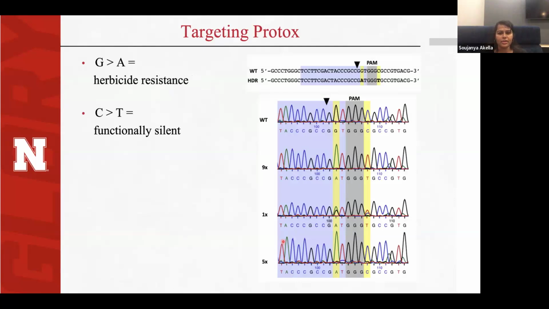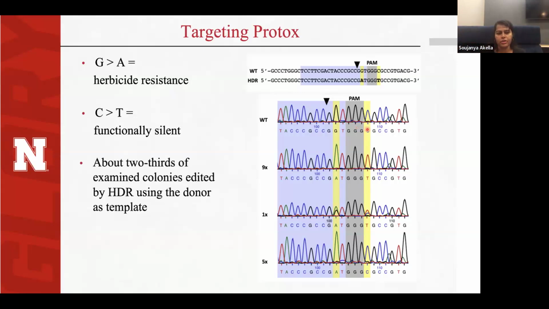So I think this is all the same thing, basically. Yeah, so that C to T mutation was a functionally silent mutation. I won't go into it too much, but that was because we were trying to see if it would keep using the template. It might incorporate this change, so your cells will become resistant, but we wanted to see if it'll keep going for a few bases after, because the donor will not stay there forever. Sometimes it'll just fall off, and the repair will not be according to the donor 100%. Anyway, about 2/3 of examined colonies we found were edited by HDR using the donor as a template.